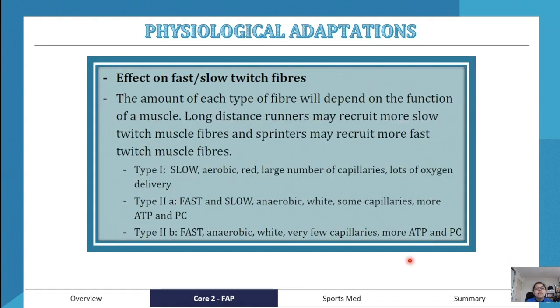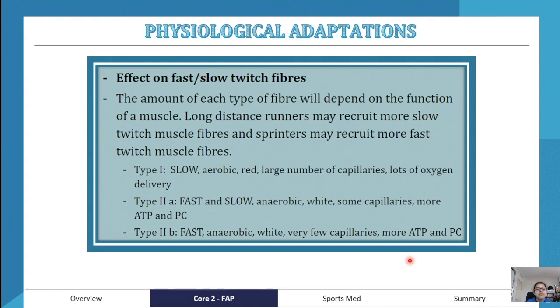Now, looking at the effect on fast and slow twitch fibers. This refers to the amount. Basically, we've got both in the body. That's very important to remember first. You've got both fast and slow twitch fibers. Fast twitch fibers are those that are generally attributed to explosive movements, very high energy, in comparison to slow twitch fibers that are more about endurance.